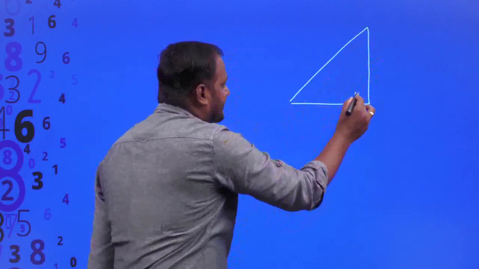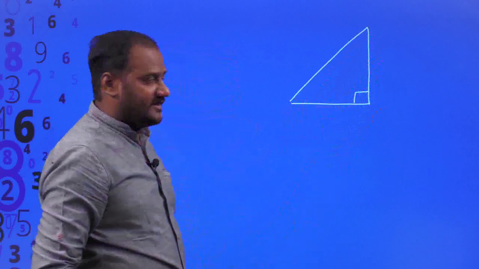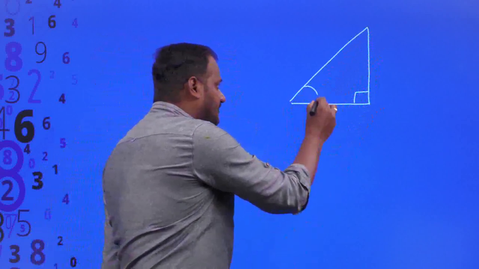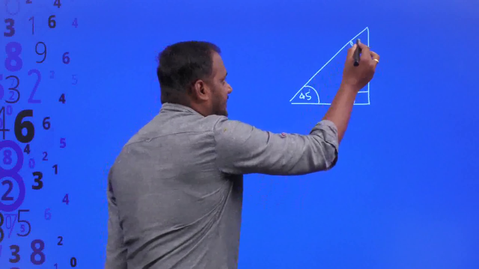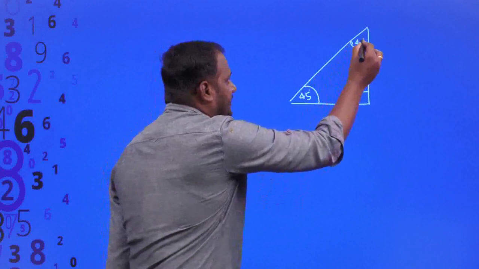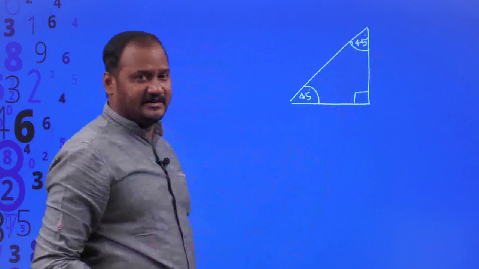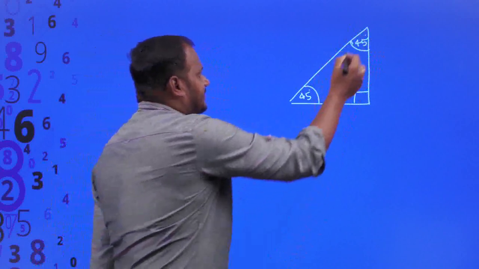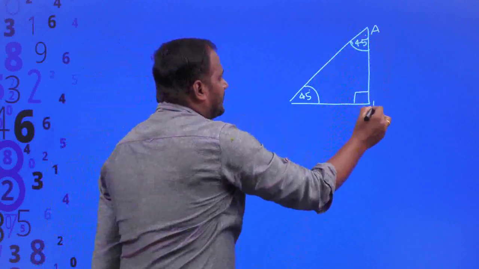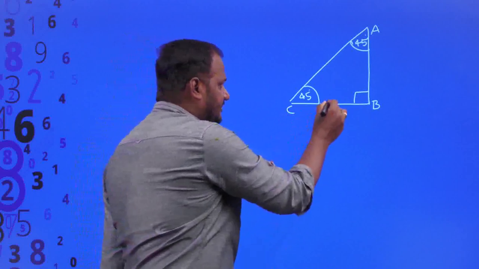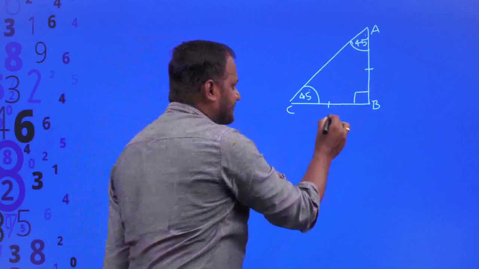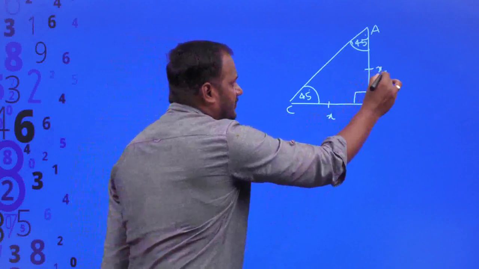One of the angles should be 90 degrees since it is a right angle triangle, and moreover both the angles are equal, so it is 45 degrees, as well as this angle is also 45 degrees, right? Let us consider one of the equal sides of this right angled isosceles triangle to be some x, then this one is also equal to x.